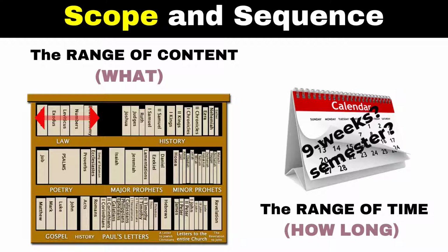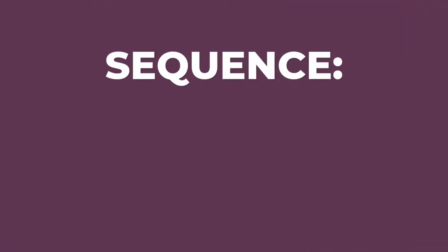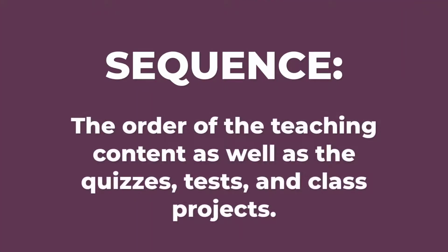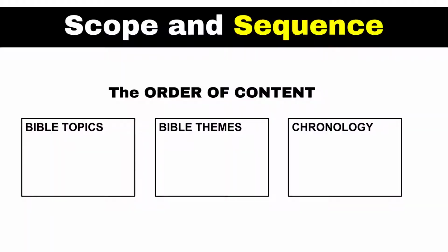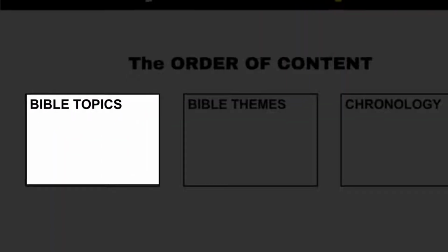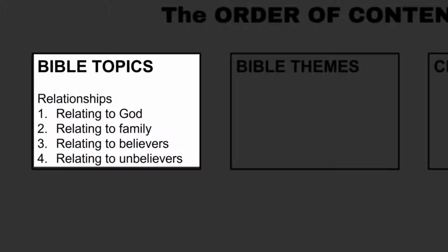Once you have your scope selected, you need to determine the sequence of your lessons. This refers to the order of the teaching content as well as quizzes, tests, and class projects that you include. For example, your plan might be arranged around a topic like relationships. If you are teaching the Pentateuch, you might select out passages that deal with relating to God, relating to family, relating to other believers, relating to unbelievers.